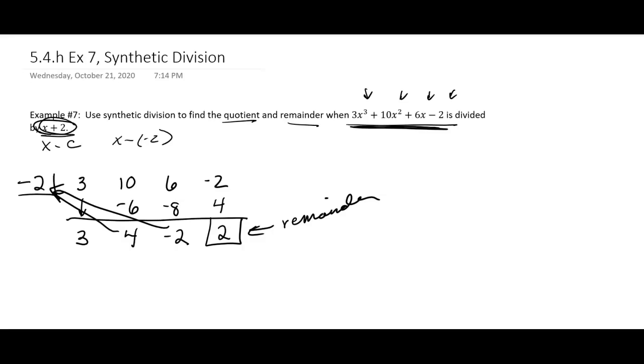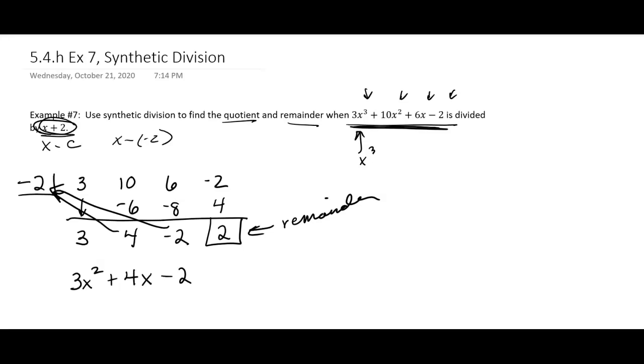Now, how do we write the answer? We started out with x cubed, right? So we're going to go down a degree and we're going to have x squared. So 3x squared plus, it was a positive 4x, so you go in order, minus 2, that'll be the constant, and then the remainder is 2.